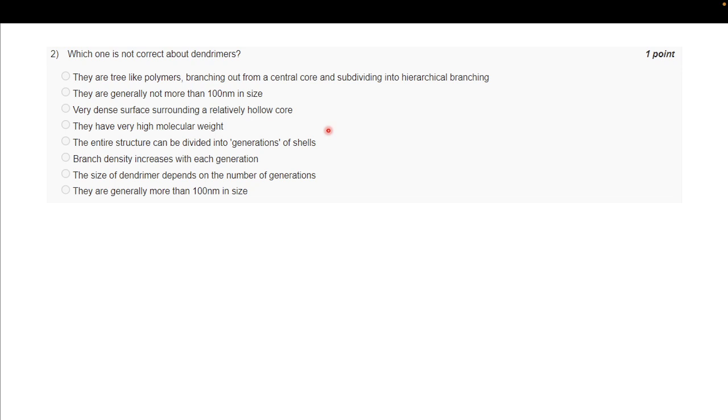So the next question is, which one is not correct about dendrimers? So there are several options given here, only one option is correct. Read through the options and let me know if anybody has the answer. Remember to read the question carefully. It's asking us what is not correct about dendrimers.